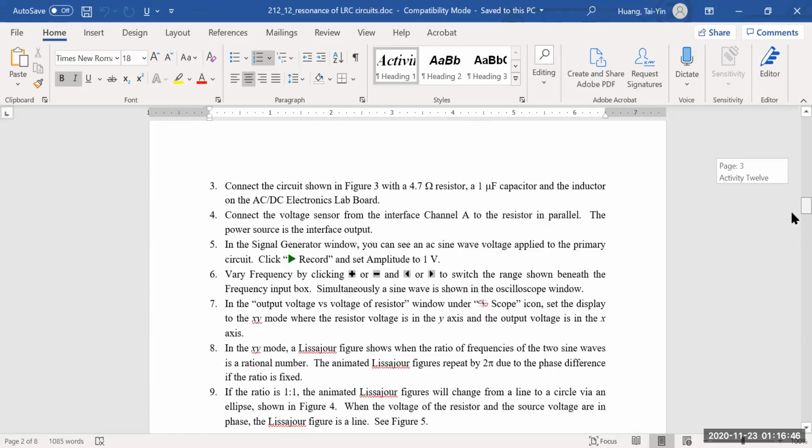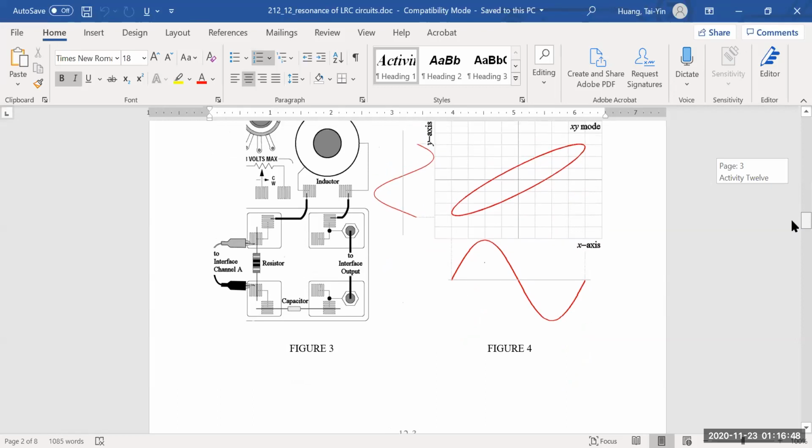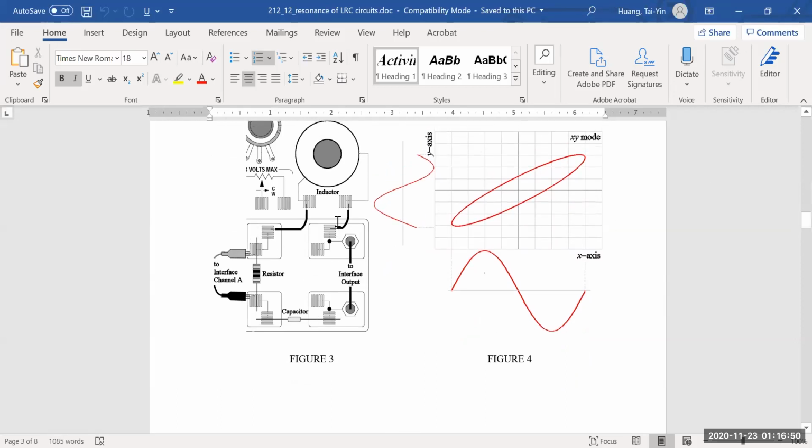So the experiment is set like this, very simple. You have the RLC circuit, so you have the inductor, the resistor, and the capacitor, and we're going to connect this to the function generator, and we're going to change frequencies. Then we're going to measure the voltage across the resistor, and then output it to the oscilloscope.